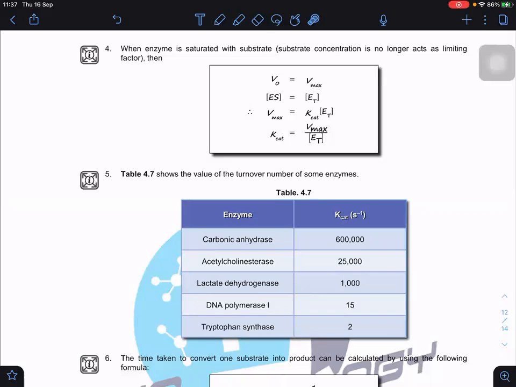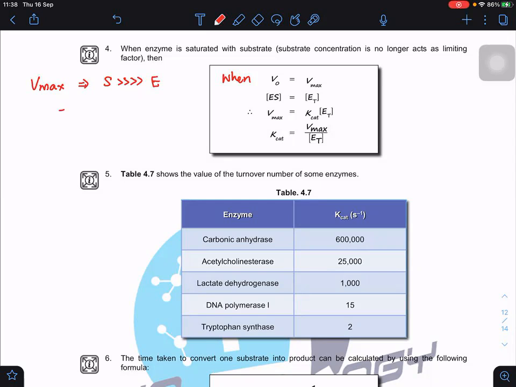Okay, so you look at this, we know that when V0 equals Vmax, the concentration of the enzyme substrate complex equals the total enzyme concentration. Correct or not? Because when Vmax happens, you have to understand what Vmax is. Vmax means that the substrate concentration is much higher than the enzyme, and substrate concentration no longer acts as a limiting factor, right?